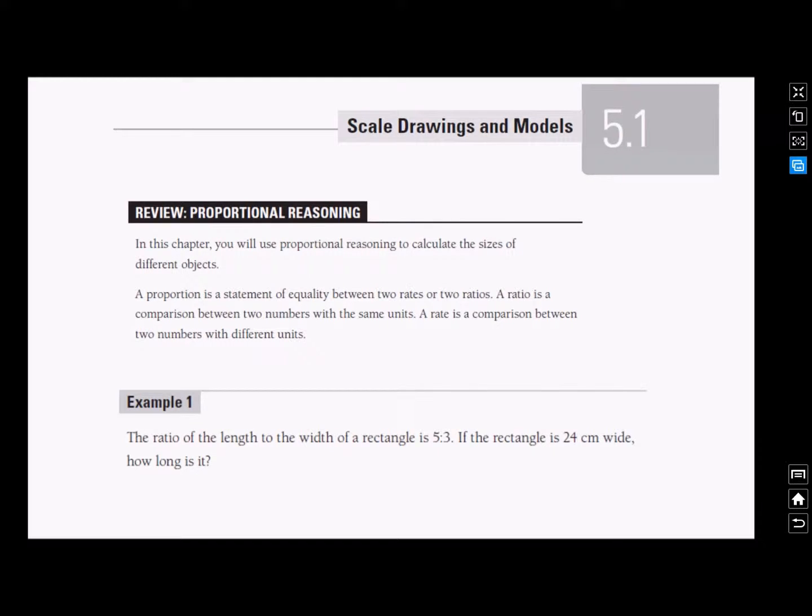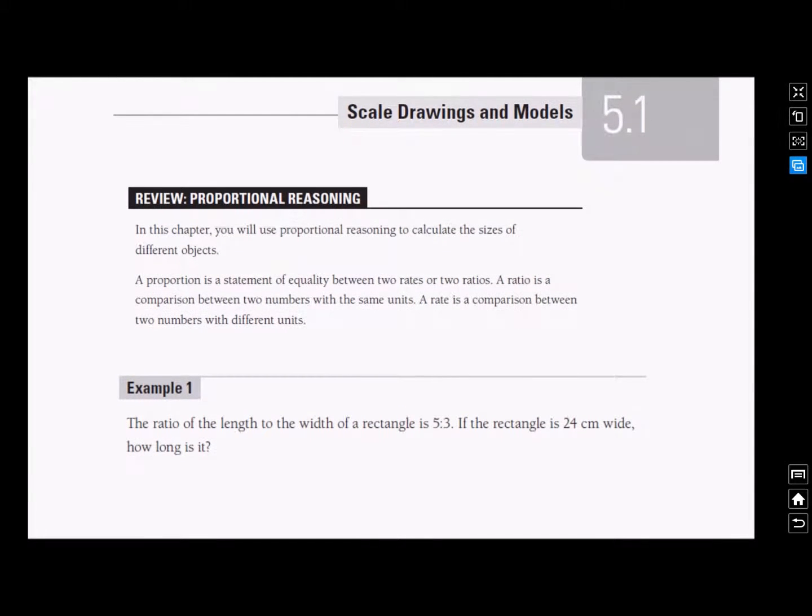So a proportion is basically a statement of equality between two rates or two ratios. That's kind of what they say here. Let me highlight that for you. A proportion is a statement of equality between two rates or two ratios. So basically it means that if I know the ratio of one object, then I can use that ratio to make copies of that object in different sizes. Okay? So a ratio is a comparison between two numbers with the same units. A rate is a comparison between two numbers with different units.